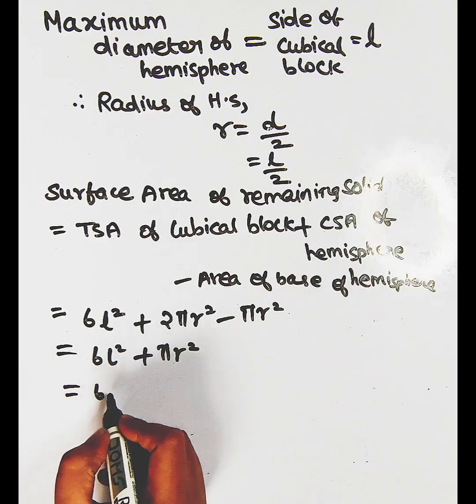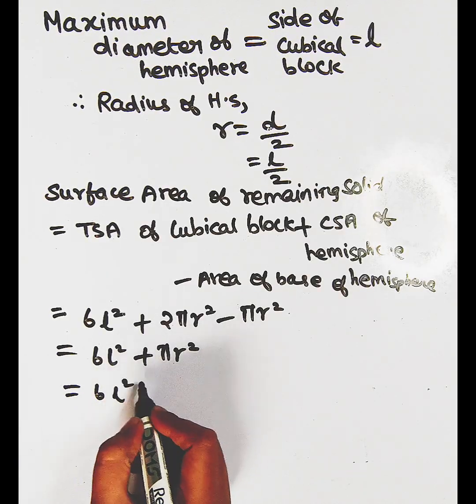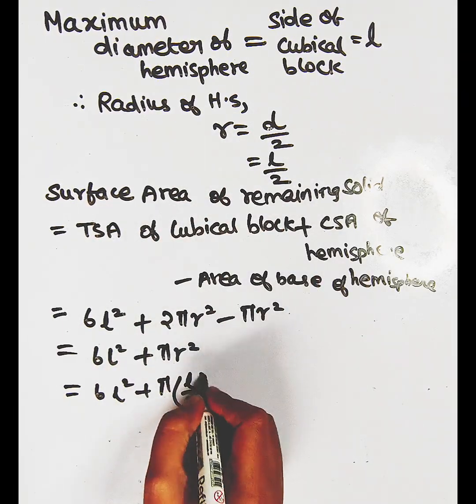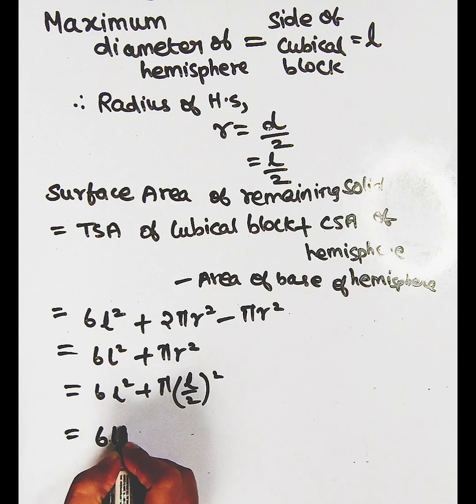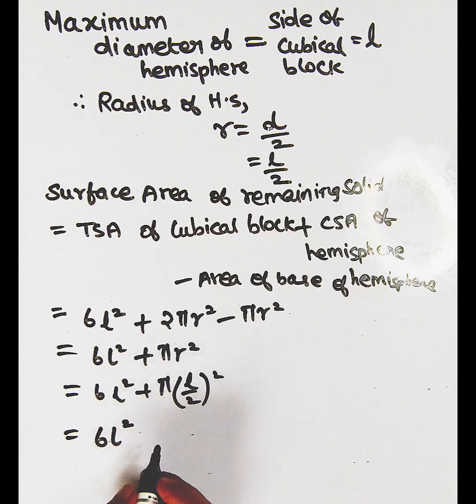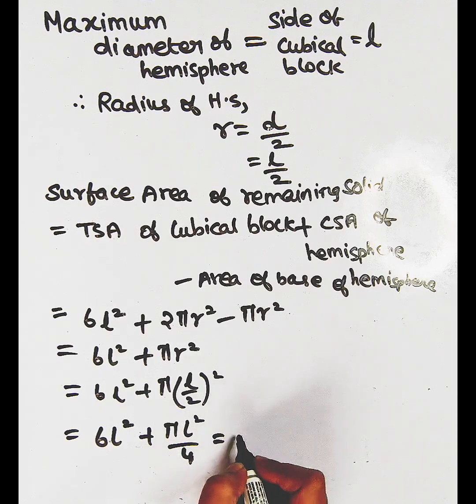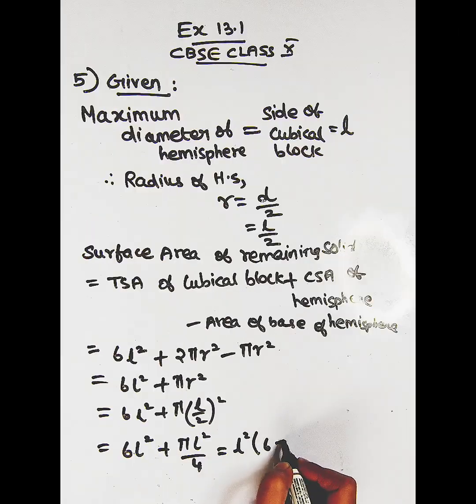That is 6 into L square, as it is, there is no change in this, plus pi into r, that is L by 2, the whole square. So it will be 6 L square plus pi L square by 4. If you want to simplify, you can take L square as common: 6 plus pi by 4.